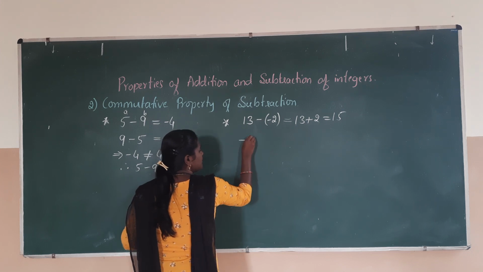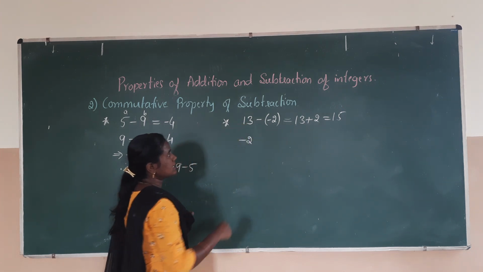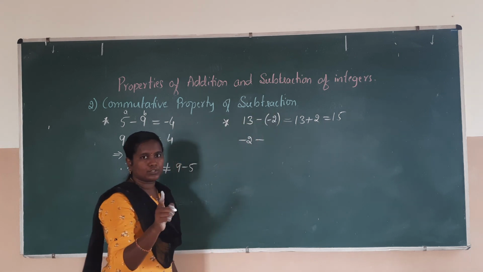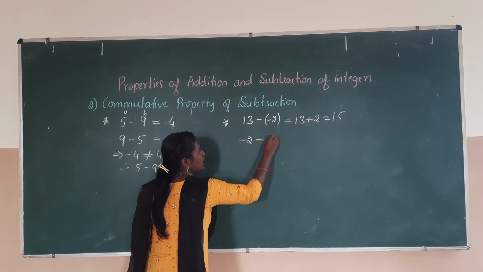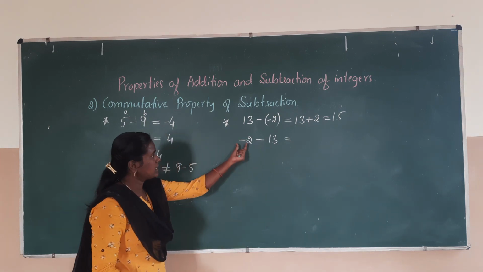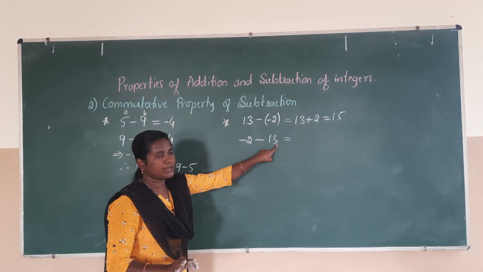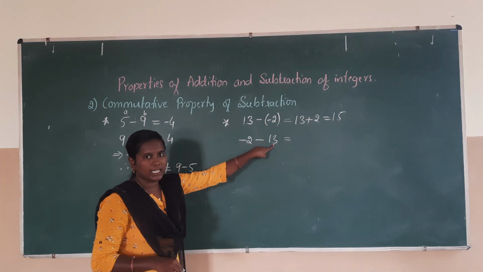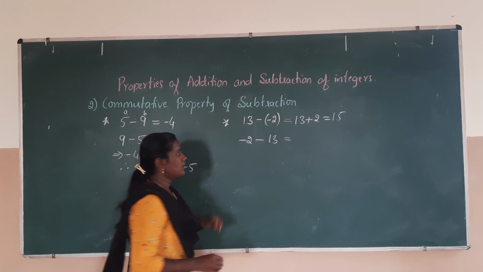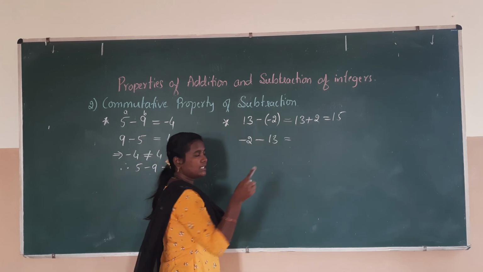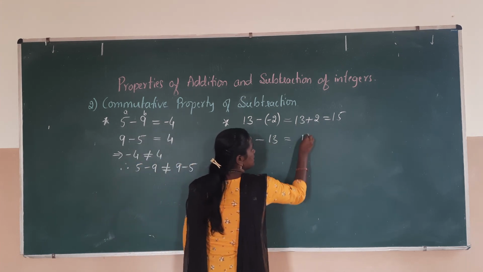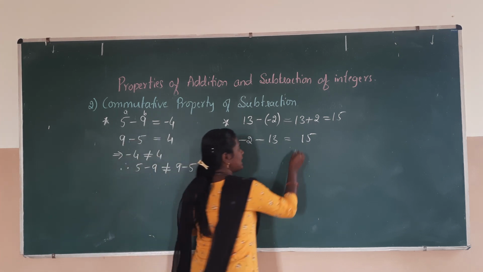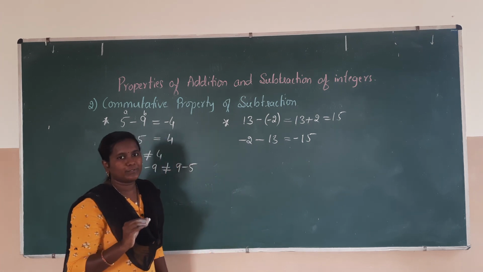Now, let us change their order. B is minus 2, then A is 13, and we are taking the difference of those two. Minus 2 minus 13. This is B minus A. Both have the same sign, so add. 13 plus 2 is 15. Both are carrying the same sign, so the answer is also minus 15.